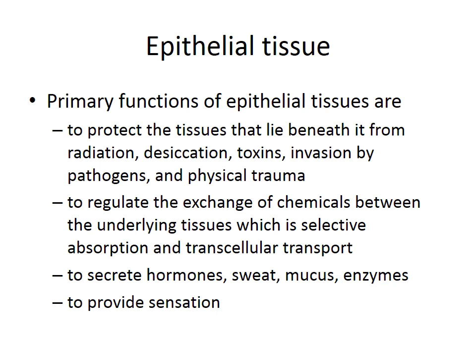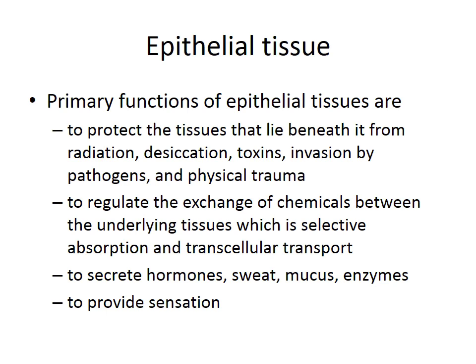So epithelial tissue. First of all, we need to know that the tissue is going to reflect its function. And so the modifications of a cell are going to reflect that function. The primary function of an epithelial tissue is to protect the tissues that lie beneath it from radiation, from desiccation (desiccation means drying out), toxins, which are poisons, invasion by pathogens, and any physical trauma. So protection is a primary function. So we can start thinking now, what would a tissue, what would a cell have to do or look like to protect from all these different bad things?